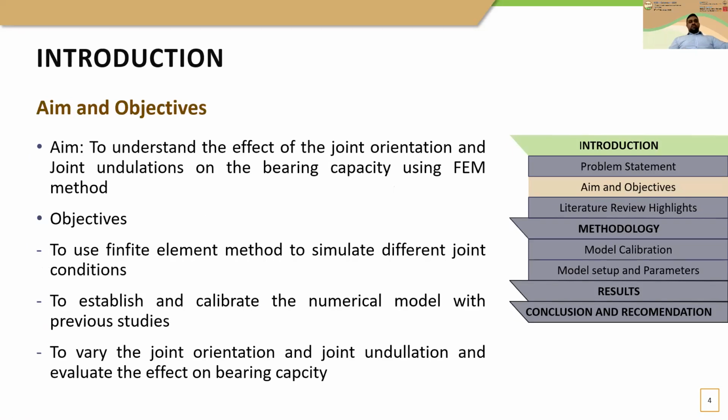Considering all this, our study aims to understand the effects of joint orientation and joint undulations on the bearing capacity using the finite element method. The objectives are to use the finite element method to simulate the different joint conditions, to establish and calibrate the numerical model with previous studies, to vary the joint orientation and joint undulation, and evaluate the effects on the bearing capacity.